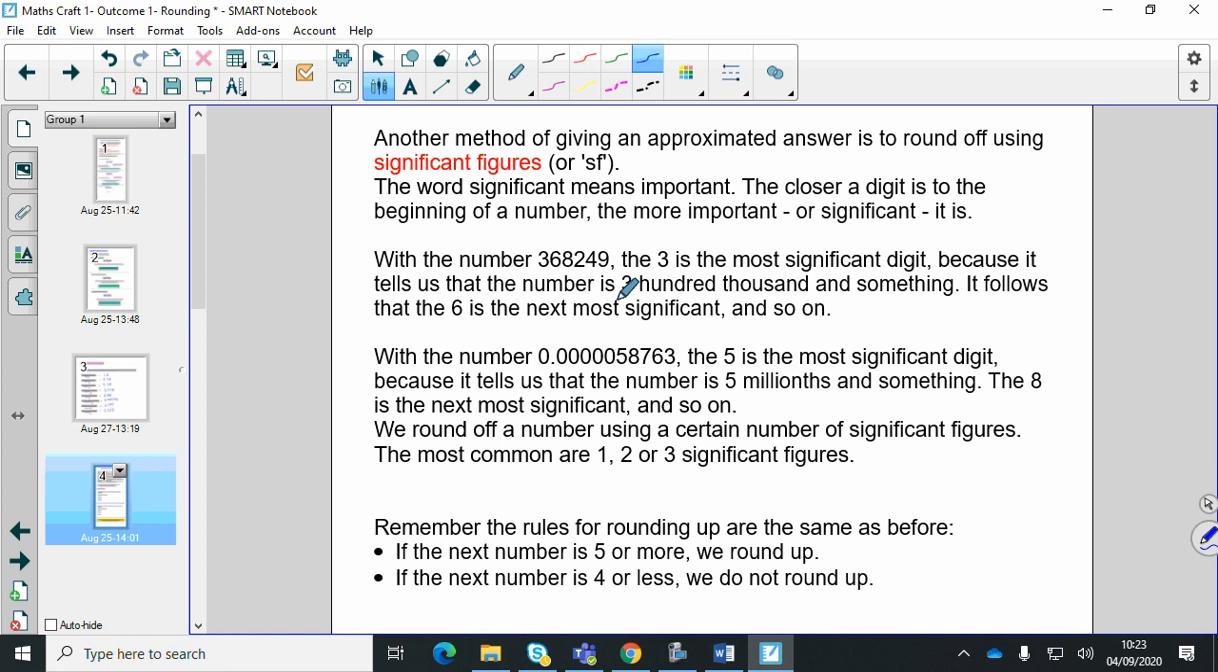So the rules of rounding are the same as before. When we round into one significant figure, we look at the first one, but we look at the second one as well to see whether we round up or down.